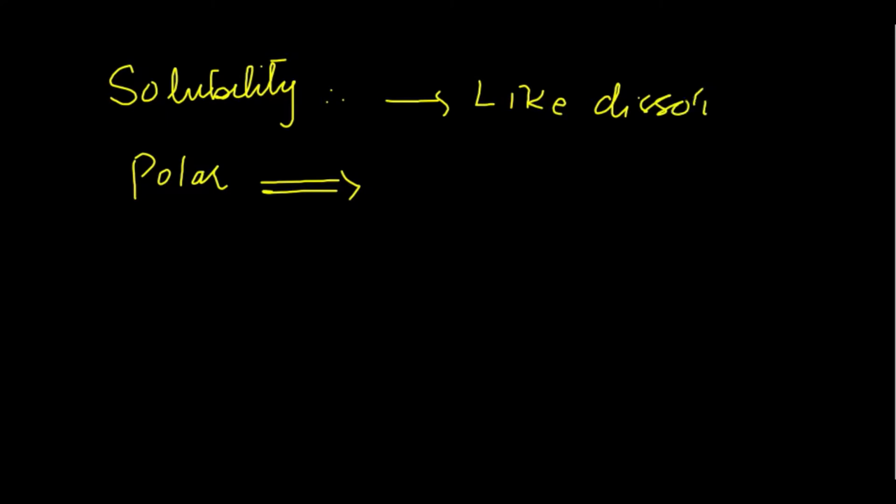Students, if organic compounds are polar in nature, then usually they dissolve in polar organic solvents. Because we know very well what the criteria of solubility is. The criteria of solubility is like dissolves like. It means if they are polar, then they will dissolve in polar organic solvents, and if they are non-polar, then they will dissolve in non-polar organic solvents.